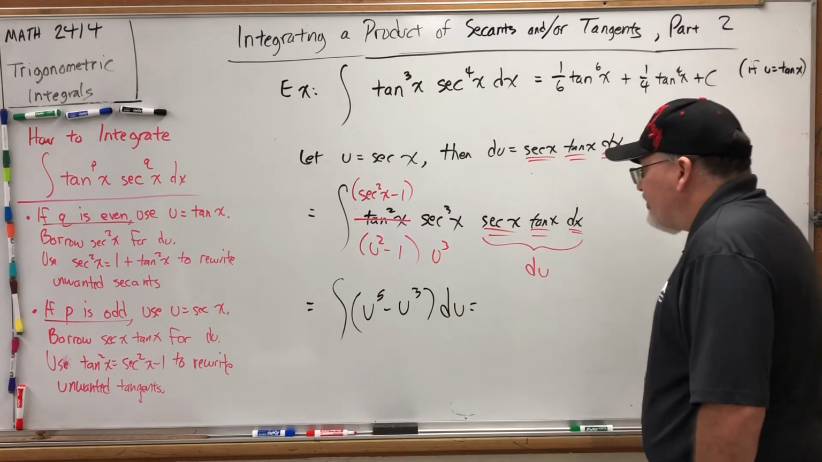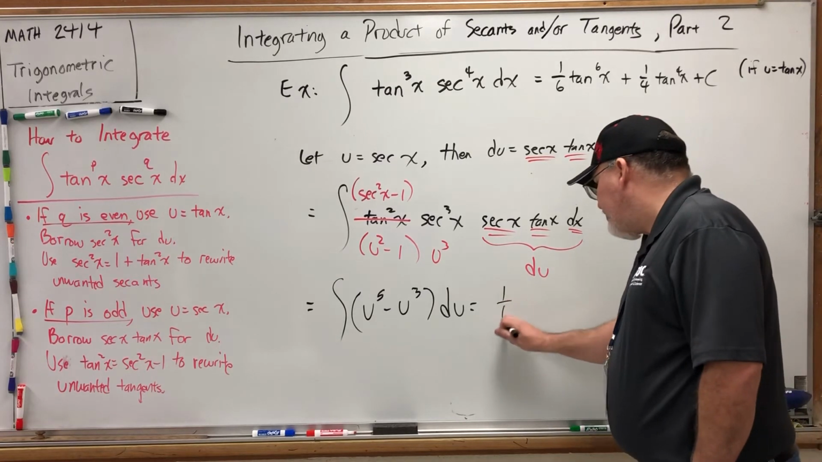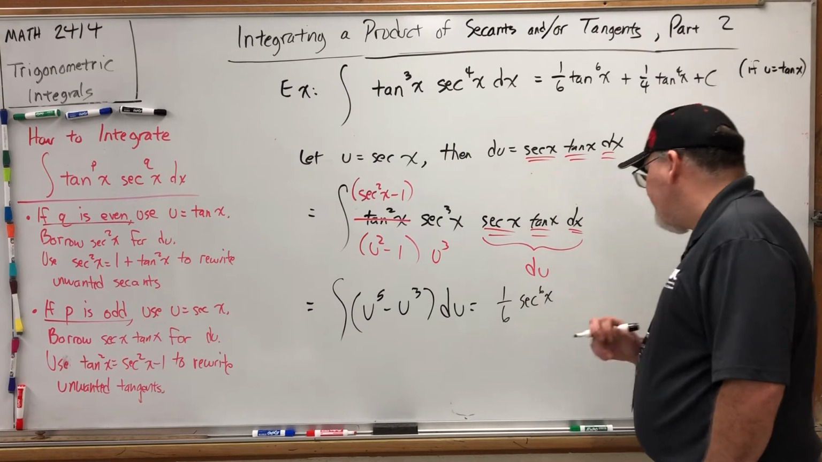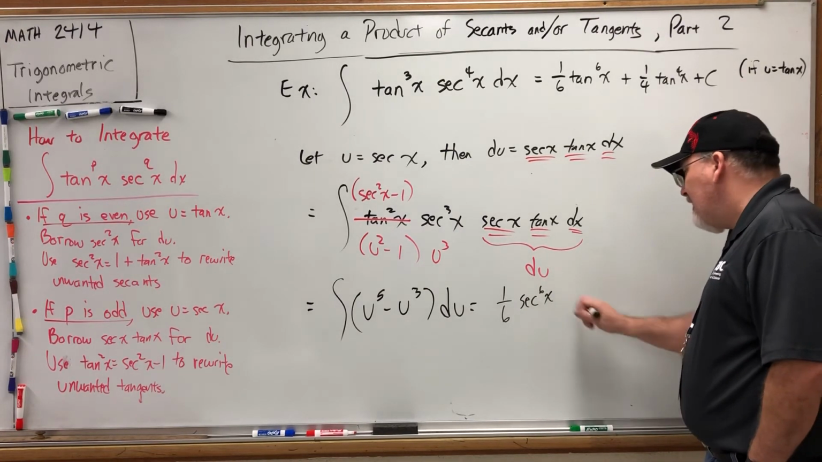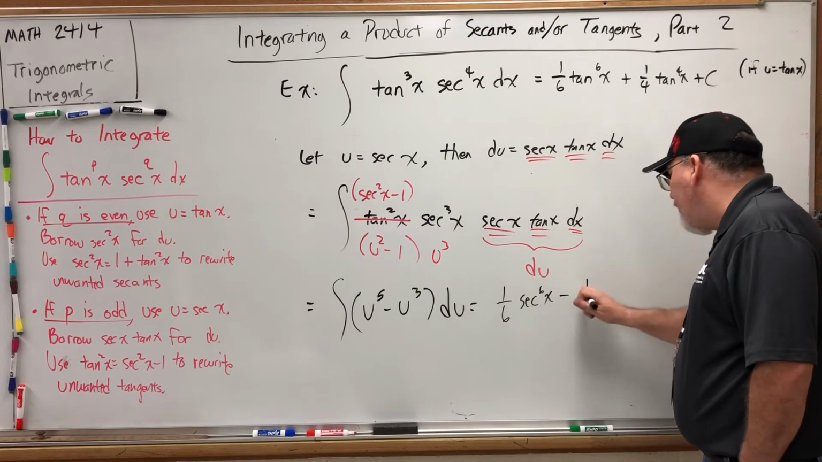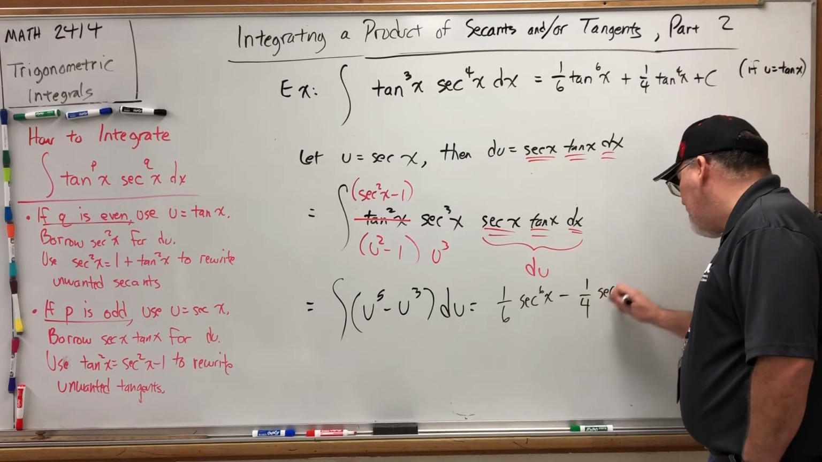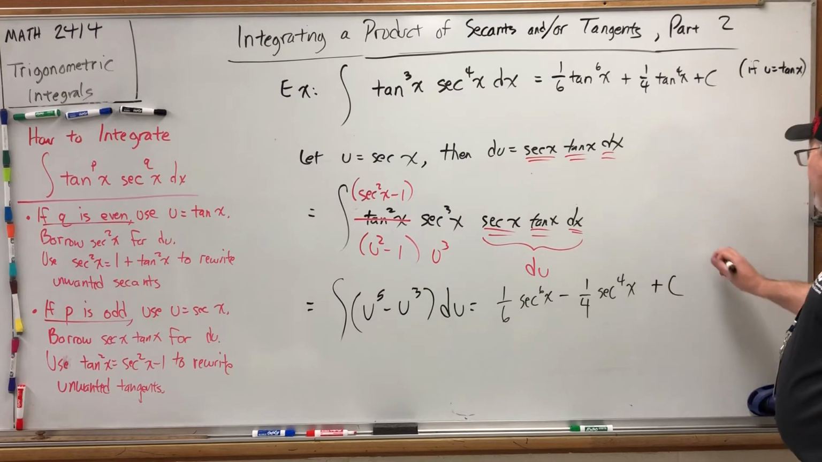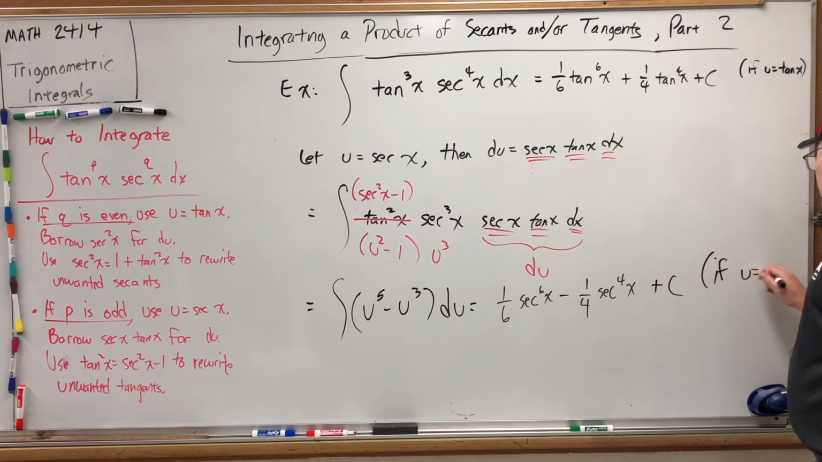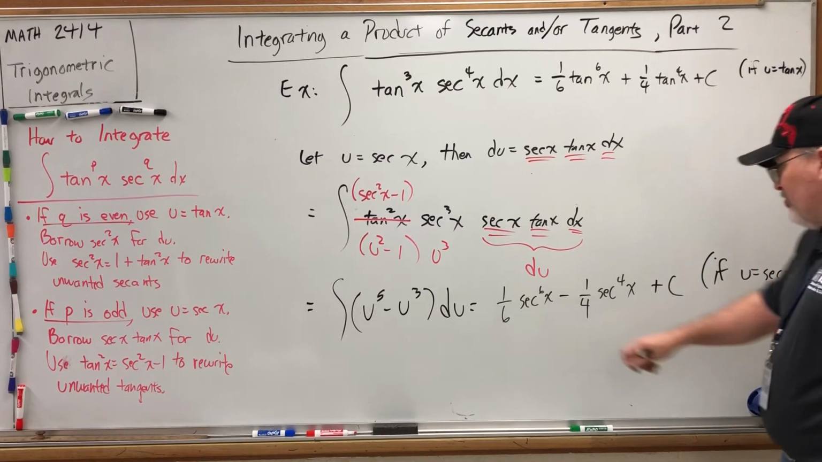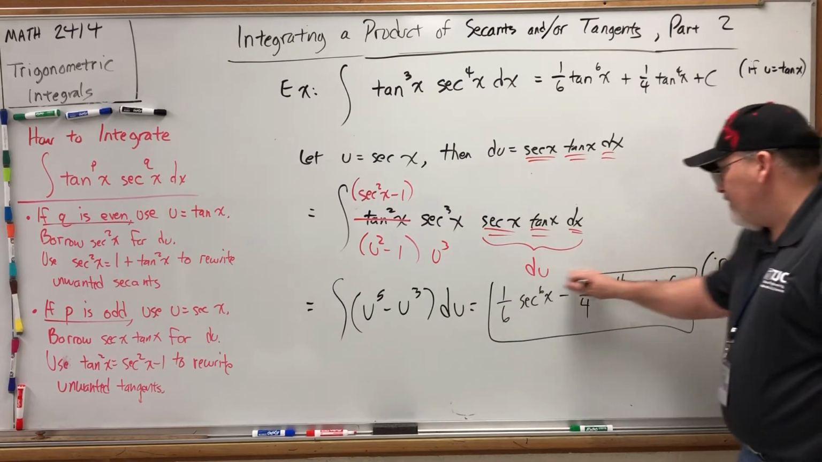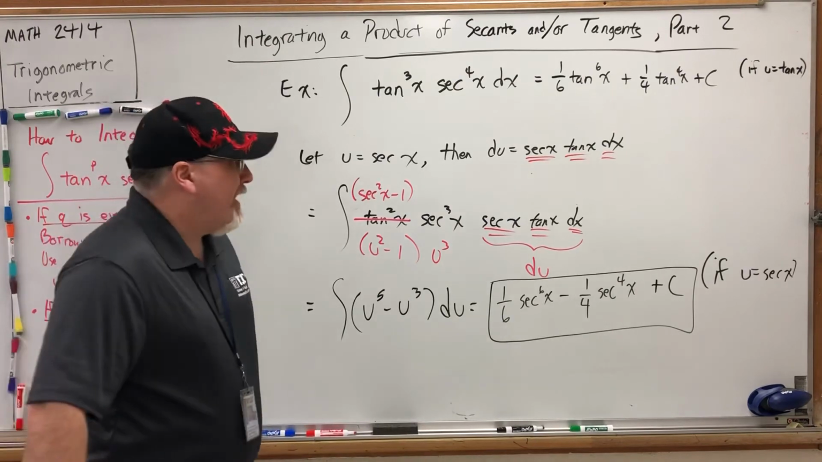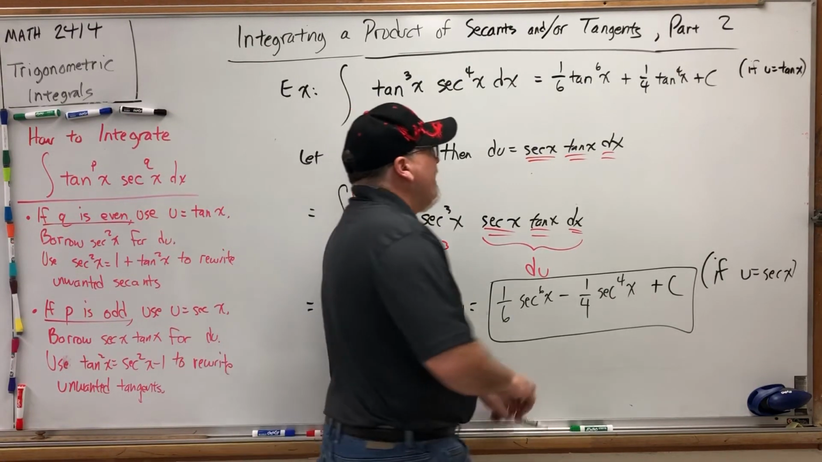Let's integrate and unsubstitute. 1/6 u to the sixth, but u is secant. So 1/6 secant to the sixth x minus 1/4 u to the fourth, but u is secant. So 1/4 secant to the fourth x plus c. And this is if u is equal to secant of x. And you may be thinking, but these answers look totally different. And you're right, but I bet you could show they're equal. How? How would you show this is equal to that?